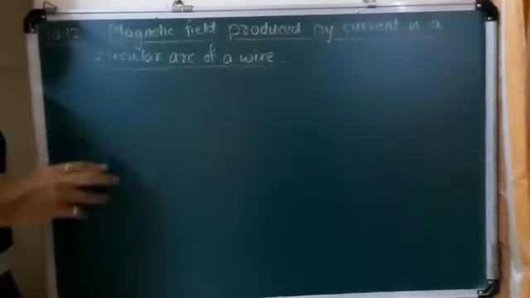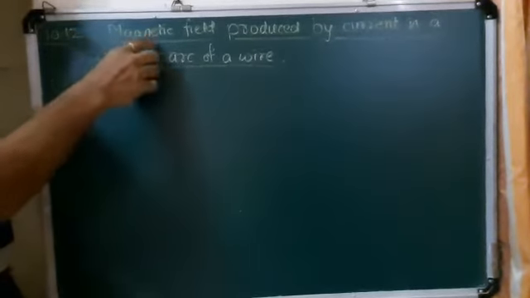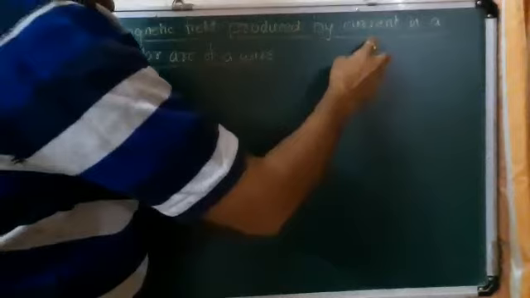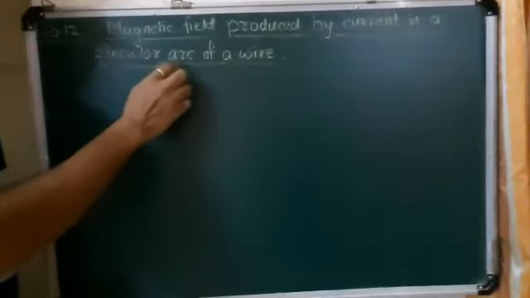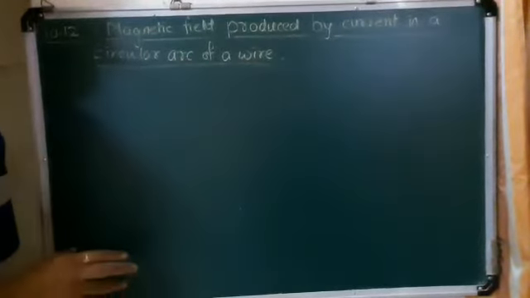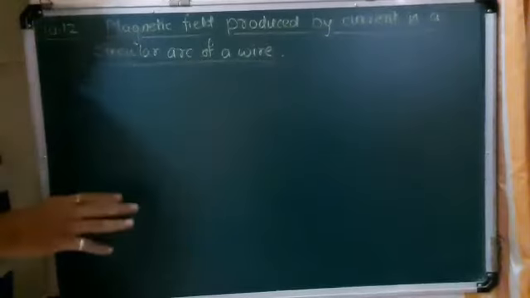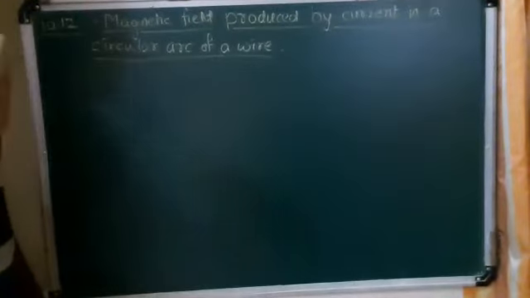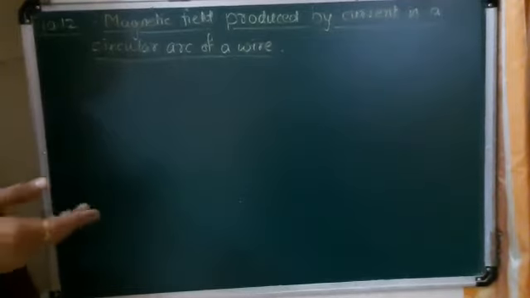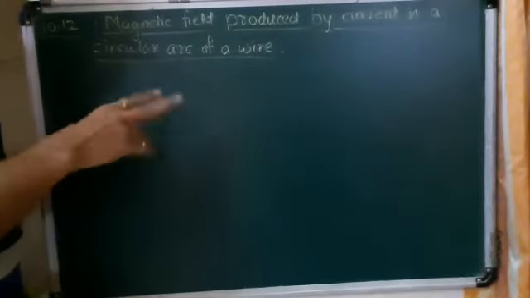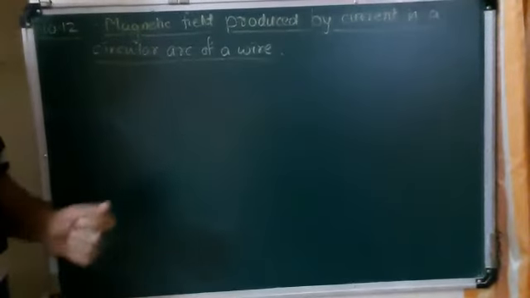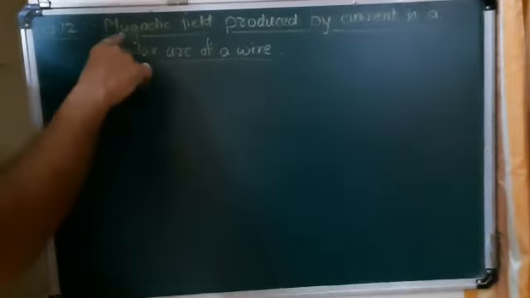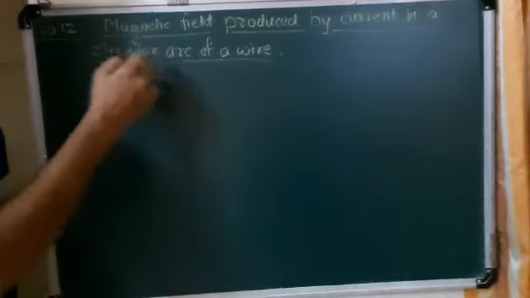Now we have to discuss the next topic: the magnetic field produced by the current in a circular arc of a wire. In a previous topic we discussed the magnetic field due to a straight wire, and in another topic we discussed the magnetic field due to two long parallel straight wires. Now we discuss the magnetic field due to the circular arc.